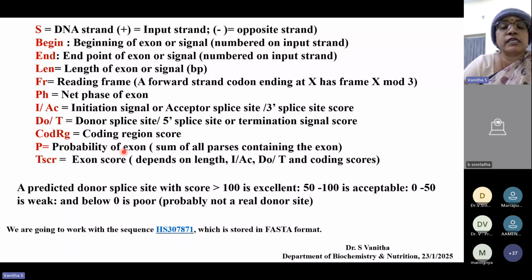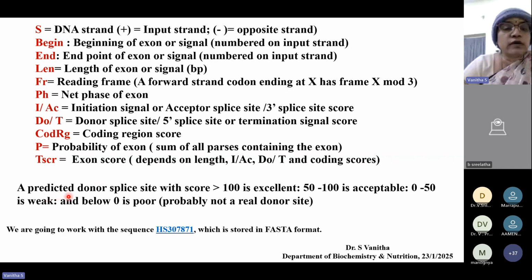So sum of all this is actually like running with your parsers. That means it is some algorithms which will be containing the exons, and then TSCR stands for the exon score. Okay, which is dependent on the length, then I by AC, DO by T, as well as the coding scores. So with all these things, we'll be able to finally get into the exon score. So these are the mathematical calculations which will be done in the tool.